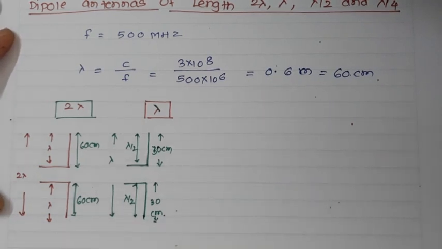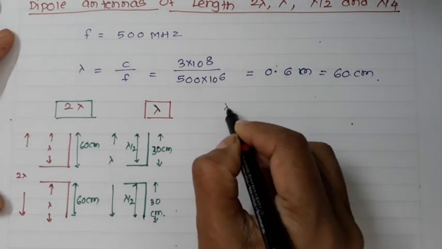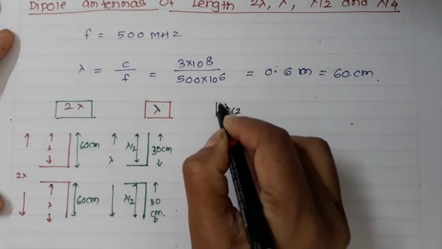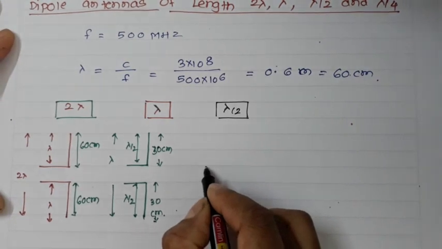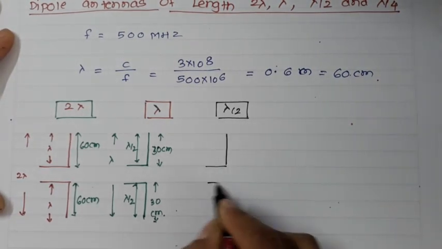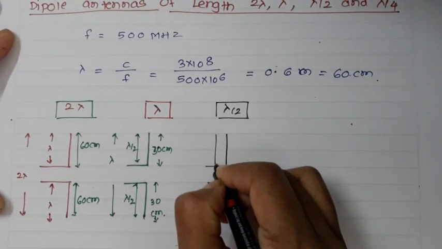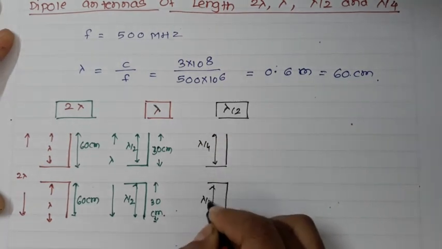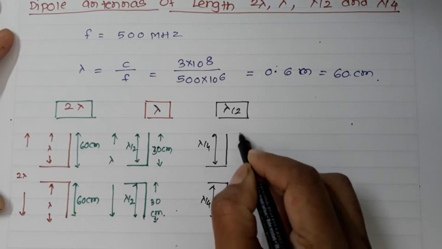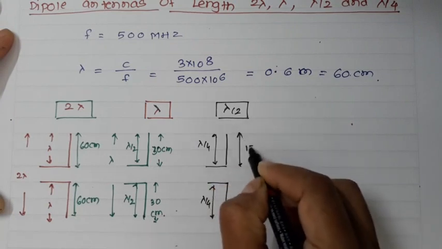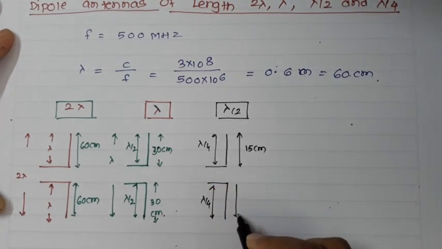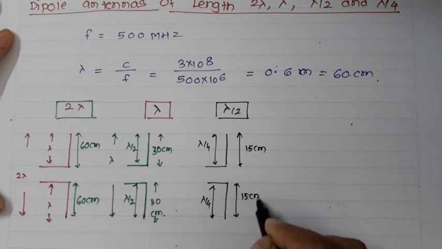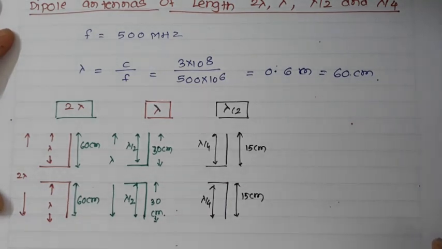The next antenna is the lambda by 2 antenna. Whenever I design this kind of antenna, the complete length must be lambda by 2. So this will be lambda by 4, and this will be lambda by 4. Here lambda by 4 means 15 centimeters, and this length will also be 15 centimeters. So this is the lambda by 2 antenna.